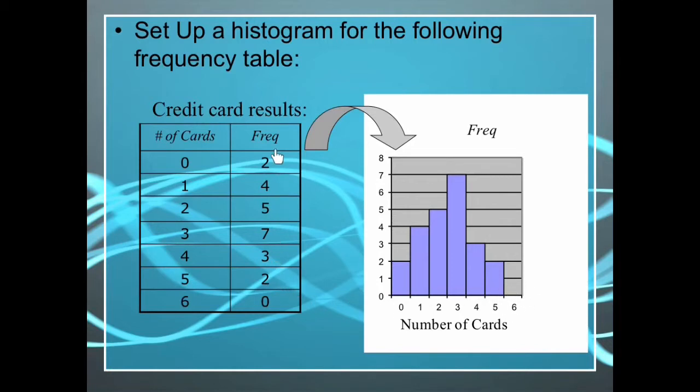So when we have a frequency table and we're trying to turn it into a histogram, the frequency of the category is going to represent the height of each column, and the axis down here is going to be whatever the category is that we're talking about.